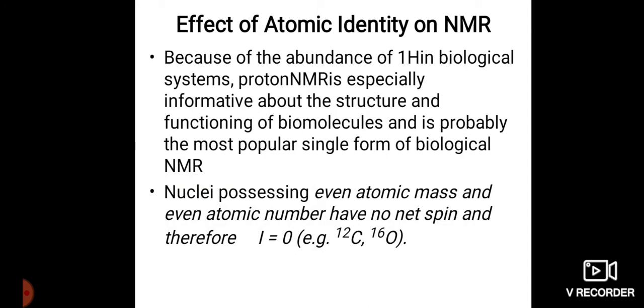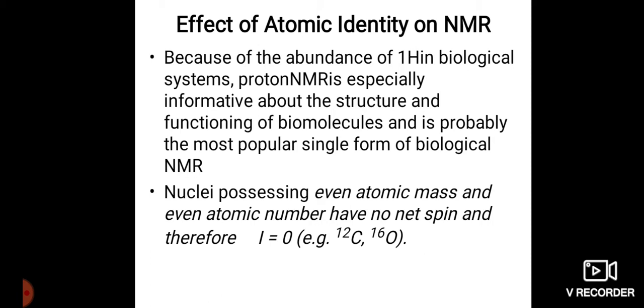Now, how exactly is the NMR going to be affected by the atomic identity? Atomic identity means which particular atom that nucleus belongs to. In a biological system, we have protons. Proton NMR is especially informative, because all the biological molecules have a large number of H plus or protons within them. So it will give a large amount of information regarding those molecules.